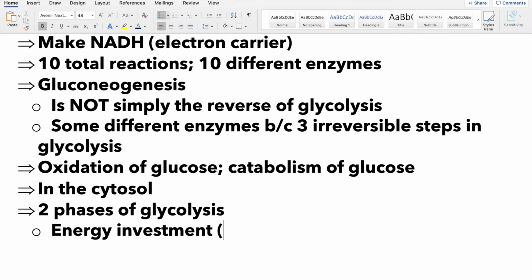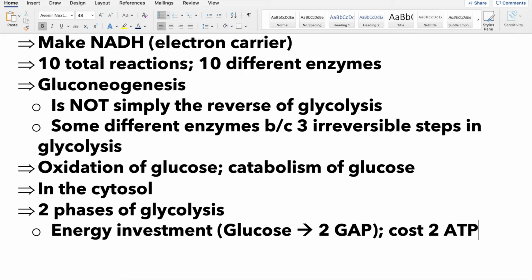And essentially, the net reaction for this is that we're taking a glucose molecule and breaking it down into 2 GAP molecules. And GAP is just simply another intermediate in glycolysis. Don't get too confused. We will talk about GAP later on. But the important takeaway from this is that the energy investment phase costs 2 ATP. And remember, I told you before that we need to put in some energy to get more energy out. So this is where we put in that energy.